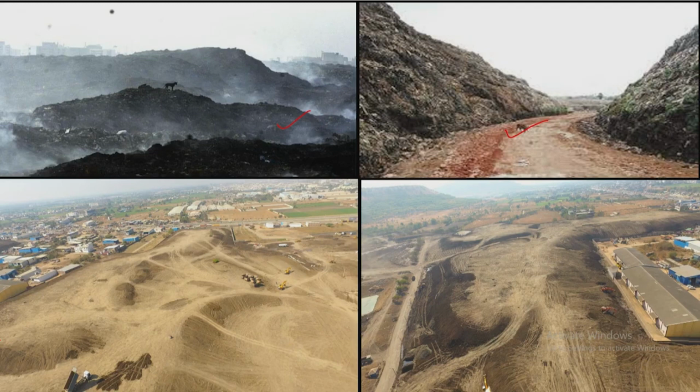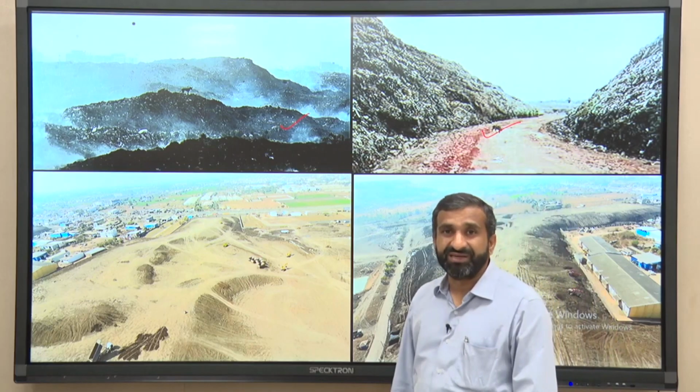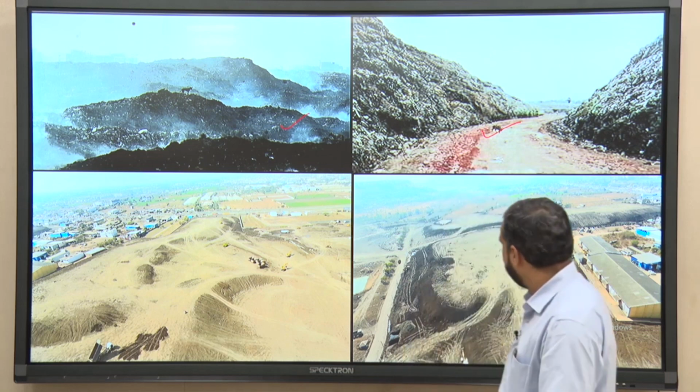Now, these particular locations, you can see here in this photograph, have a lot of habitations very close to the dump sites. And now, if you ask anyone, nobody wants to have a habitation in this area. We need to see that there should not be any habitation in this particular area.